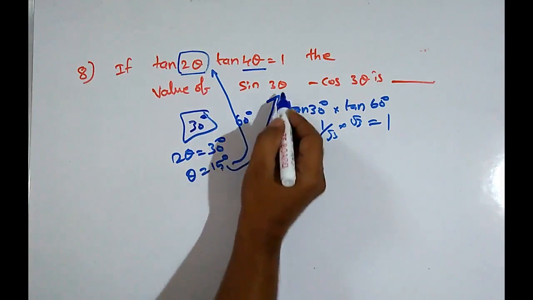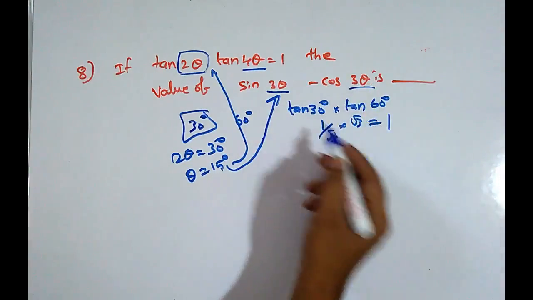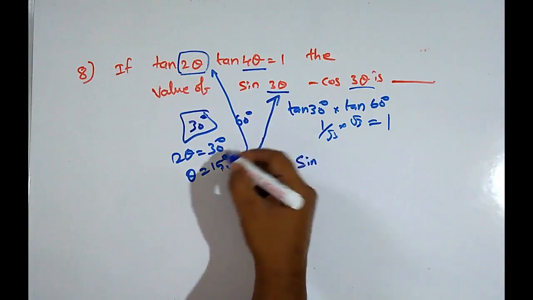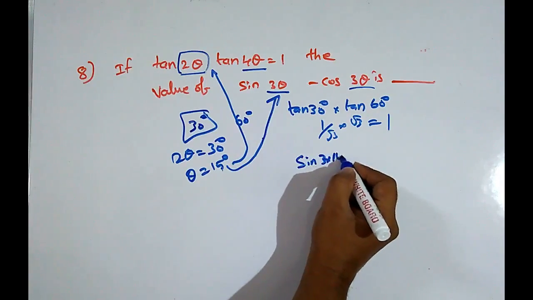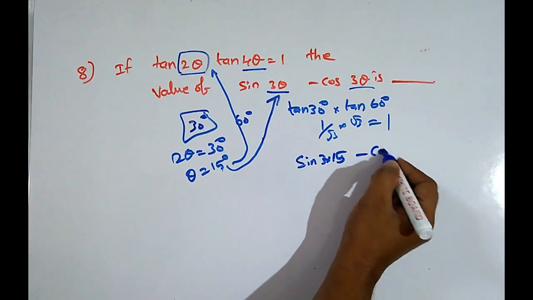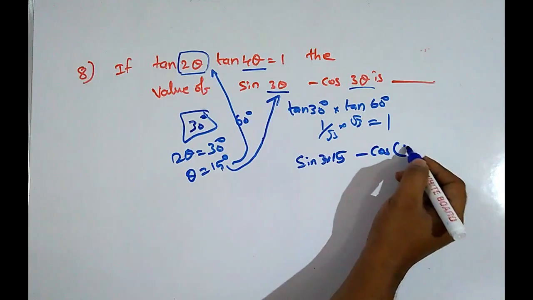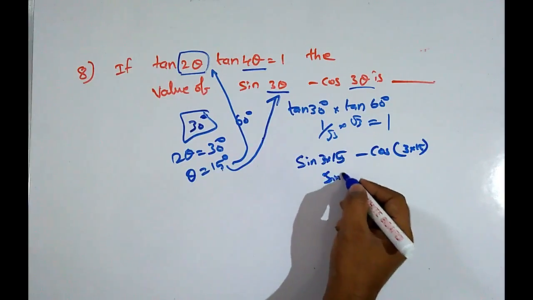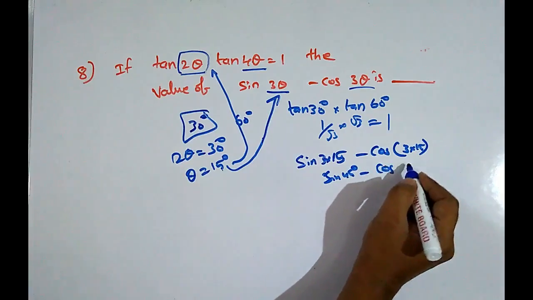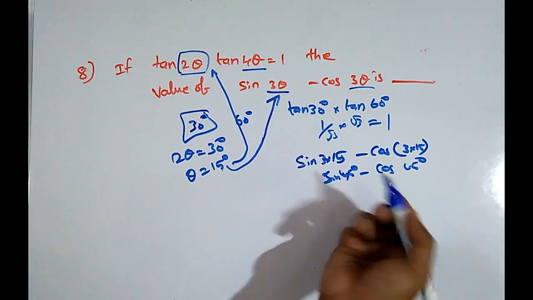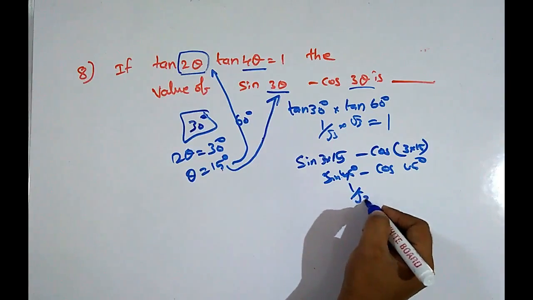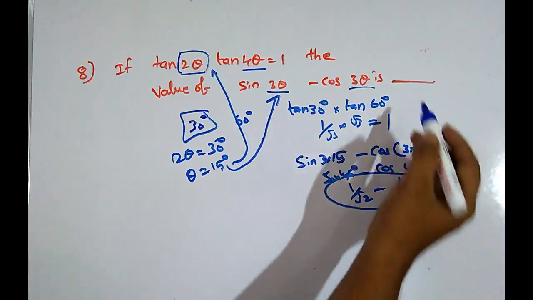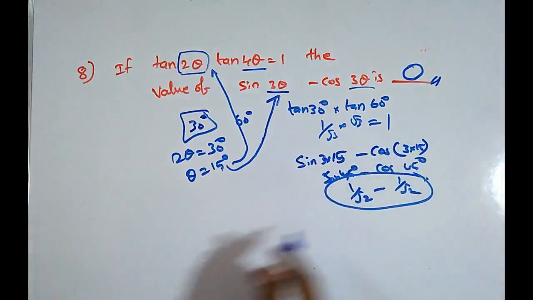Here you can see there are only 3 thetas, 3 into theta, but not the theta value. 3 into theta is very easy because 3 into 15 is 45 degrees, friends. So we know the value becomes sine 45 degrees minus cos 45 degrees. Both values are equal, that is 1 by root 2 minus 1 by root 2, which becomes 0, friends.